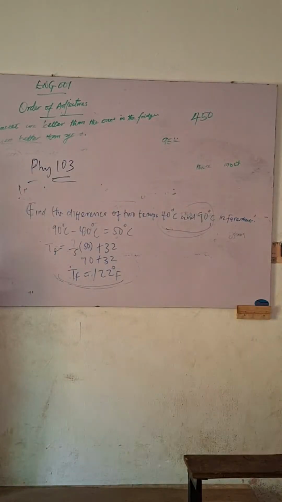So do you all understand how you have solved this question? Find the difference of two temperatures, 40 degrees C and 90 degrees C, in Fahrenheit. So what he did was to look for the change in temperature, which he got as 50 degrees C, then he converted it to Fahrenheit, and he got the answer to be 122 degrees Fahrenheit.